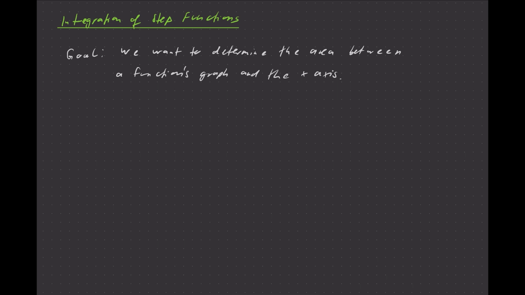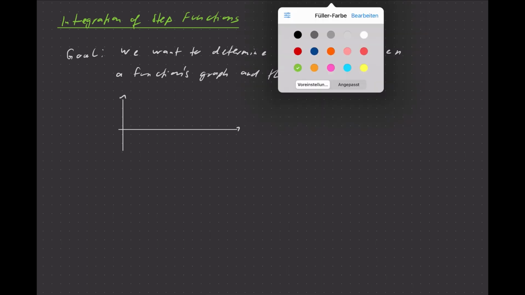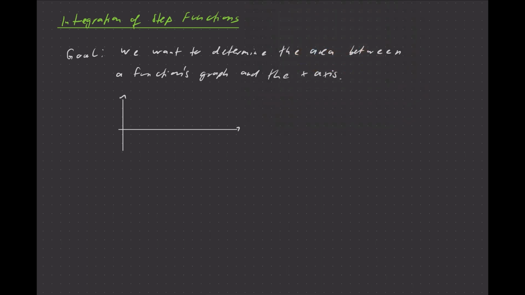Let's have a look at a quick example to demonstrate what exactly we mean by that. Let's say here's a coordinate system. Let's say we have a graph in that coordinate system that looks like this. And we're interested in the interval that starts here at that point and that ends here at that point. So that's the interval that we want. And now we want to determine the area of that function graph in that interval.